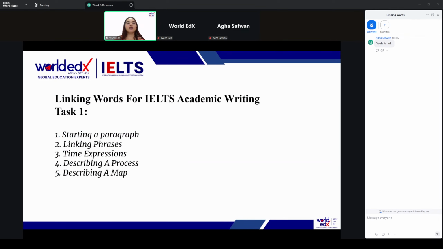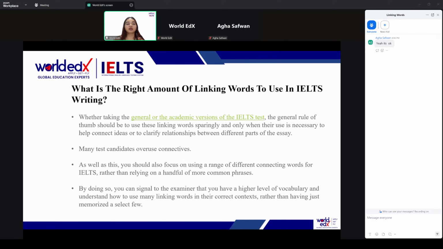Now, coming to the linkers or linking words for IELTS academic writing task 1, which is report writing. You have the starting of a paragraph, you have some linking phrases, you have time expressions when you have to describe a process, and then you also have to use linkers when you are describing a map.